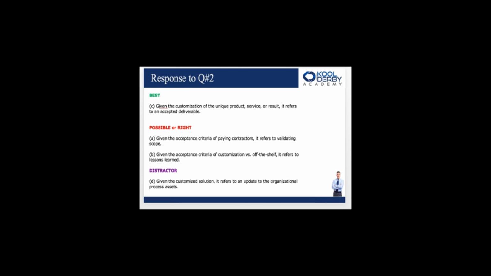Does that make sense? Now, the other ones, you can put them anywhere you want, but this is the way I look at it: the other ones are possible as far as validating scope, but even that can't really be possible just because we're not in the right process group. But anyway, you can put them in your own category.